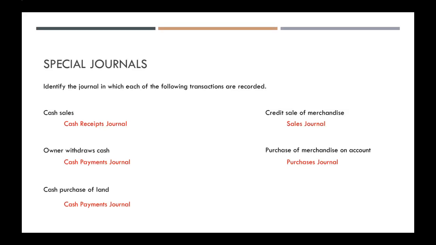Now, we see also the word purchase, right? So why not the purchases journal? Well, it doesn't match really any of the other criteria, right? This is a purchase of land with cash. Land is not merchandise, and cash is not on account. So, even if this was a purchase of land on account, it still would not fall under our purchases journal.